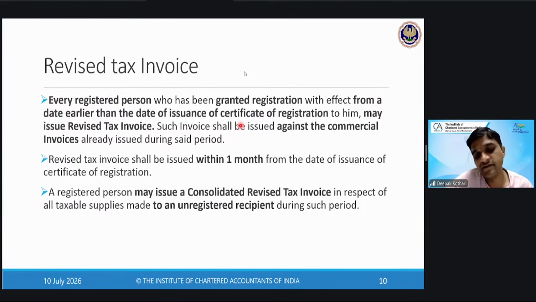Be specific. My question was specific, that I have raised the invoice for 10 lakhs, but I should have raised the actual invoice for 1 lakh. I've added 10 extra.